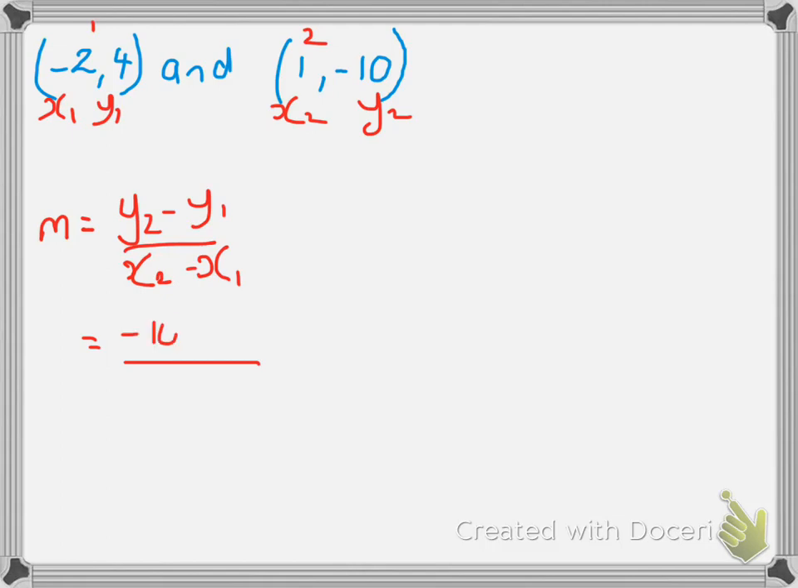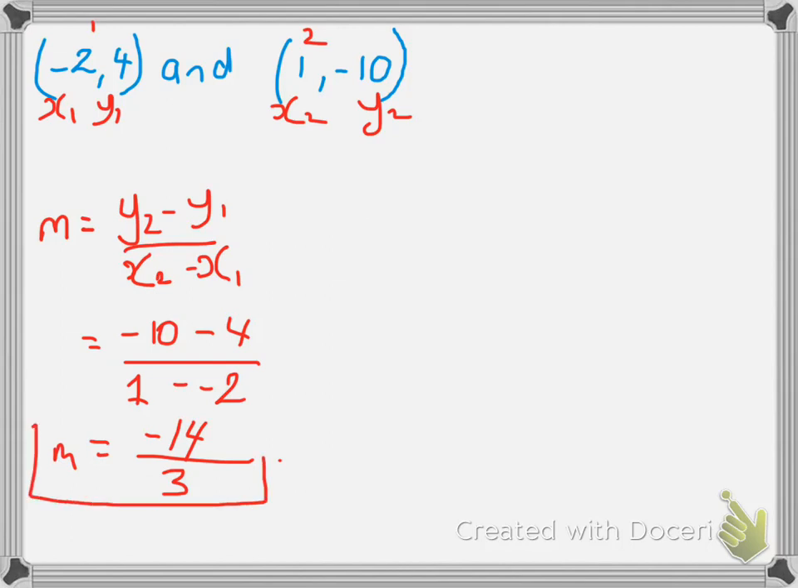y2 is negative 10. Subtract y1, which is 4. x2 is the number 1. Subtract negative 2. Negative 10 minus another 4 gives me minus 14. Positive 1 subtract negative 2 means I'm going to add, and I get an answer of 3. I cannot simplify negative 14 on 3, so that ends up being the answer to my gradient. That's all for the lesson on gradient.